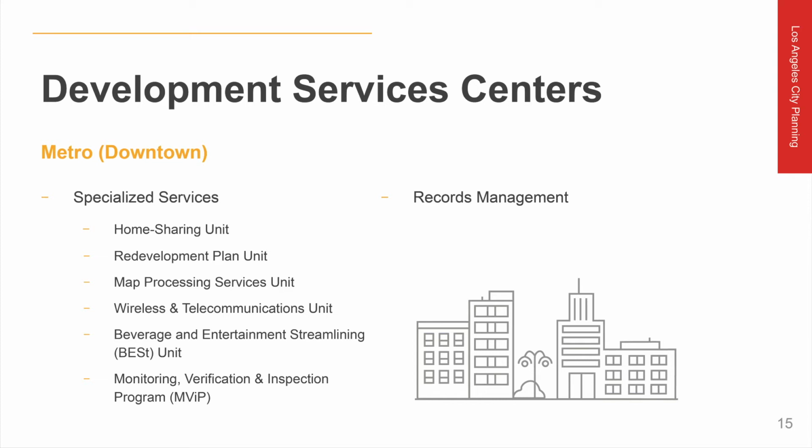The Beverage and Entertainment Streamlining Unit, also known as BEST, handles the initial case intake services and project sign-off for standalone alcohol sales and entertainment entitlement requests. The Monitoring, Verification, and Inspection Program, more commonly referred to as MVIP, verifies conditions of compliance for standalone alcohol and entertainment entitlements, coordinating with the Department of Building and Safety to monitor operations and enforce regulations citywide. Finally, the Metro DSC is also home to records management, which maintains project records for the department.